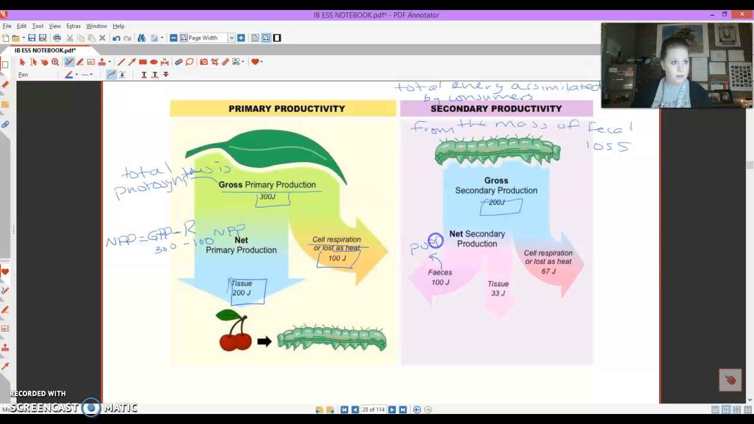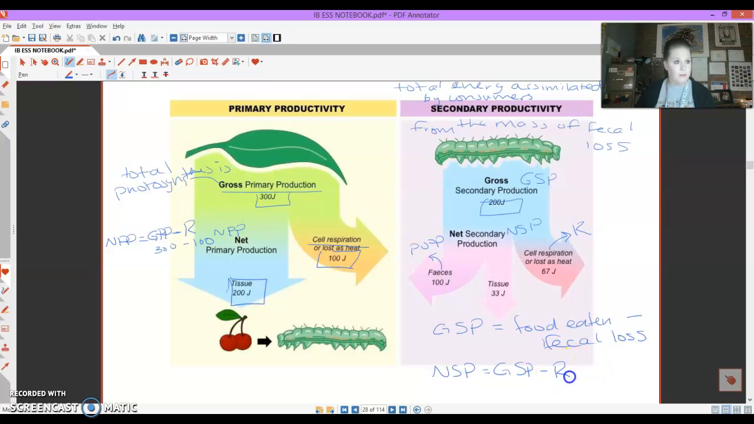That's our poop. Okay. There's cellular respiration. All right. So the gross secondary production, so it's GSP, gross secondary production is equal to the food eaten minus the fecal loss. Okay. The net secondary production right here is equal to the gross secondary production minus respiration again.